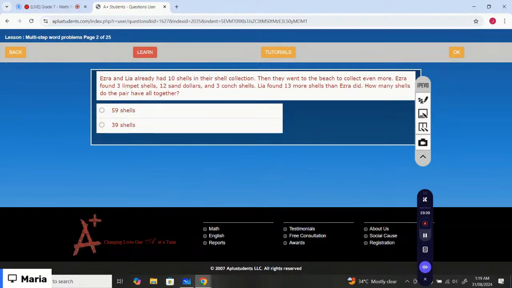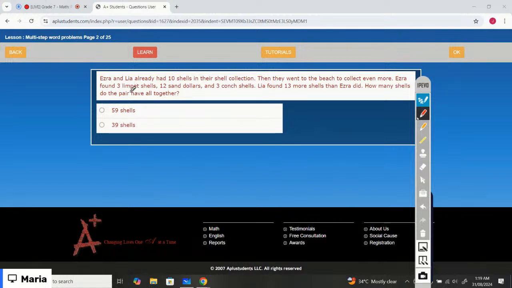Ezra and Leah already had 10 shells in their shell collection. Then they went to the beach to collect even more. Ezra found 3 limpet shells and 12 sand dollars and 3 conch shells. Leah found 13 more shells than Ezra did. How many shells do the pair have altogether?